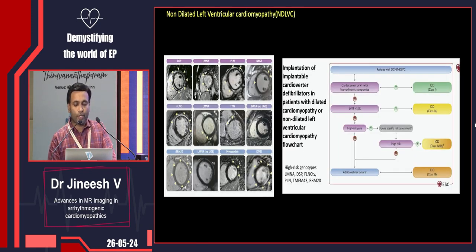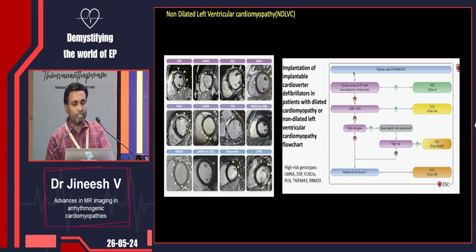The next important thing in MR is the prediction of genetic cardiomyopathies, and there is an entity of non-dilated left ventricular cardiomyopathy, whether it's a part of ALVC or a separate spectrum. It's not clearly understood, but the latest guidelines state that a non-dilated left ventricular cardiomyopathy with normal ejection fraction has arrhythmogenic potential, and some high-risk genes can predispose these patients to arrhythmic potential. These patients get a class 1A recommendation for ICD.